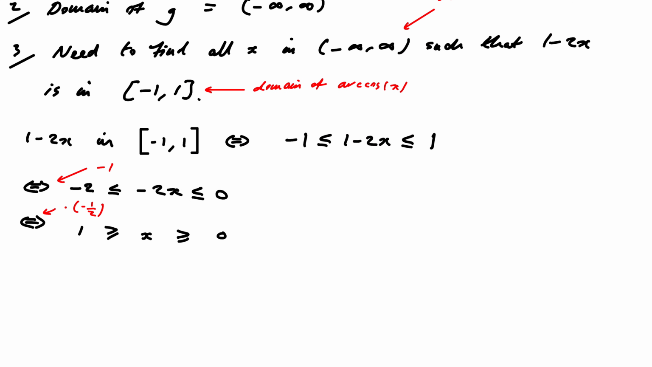Now that's not too bad. So this is now if and only if, pretty visibly, x is in the interval, well, it's got to be less than or equal to 1 and greater than or equal to 0. It's in here.